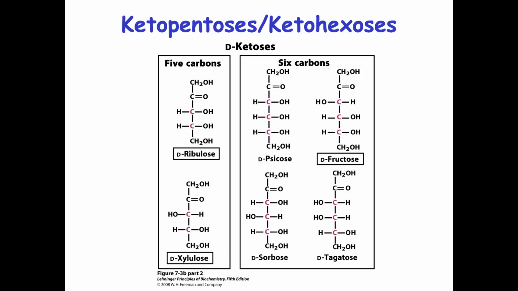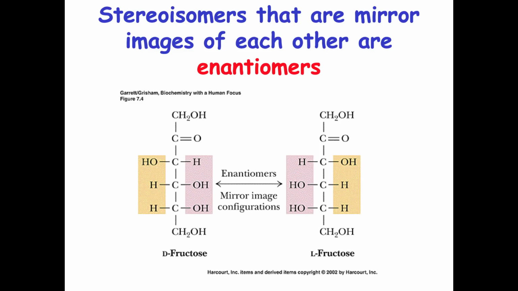And here all of the same rules apply. The chiral carbons are in red, and for each chiral carbon there are 2 stereoisomers. These are all the D forms, so the hydroxyl groups are on the right-hand side of the chiral carbon that's furthest from the carbonyl, and you would be expected to know ribulose, fructose, and the others shown.